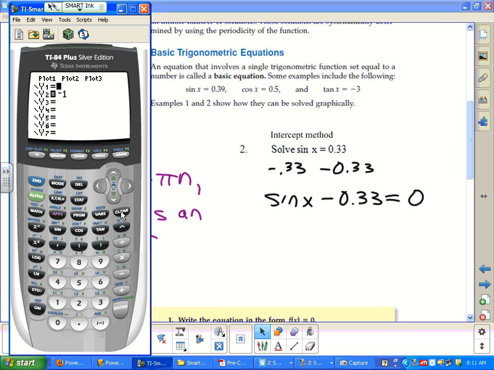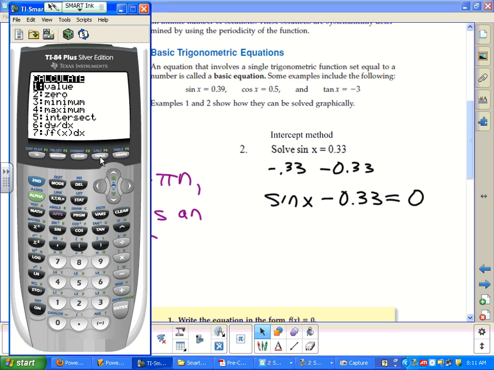So we've got the sine of x minus 0.33. And let's use it. We're going to do the intersection method. What we're trying to do here is find the zeros.